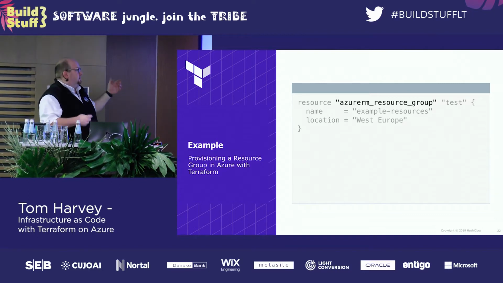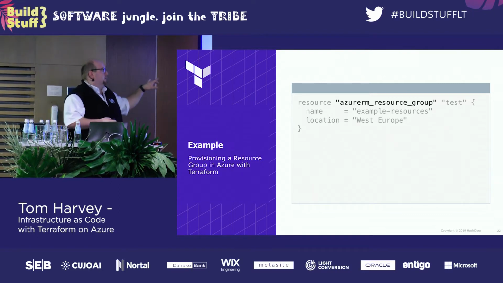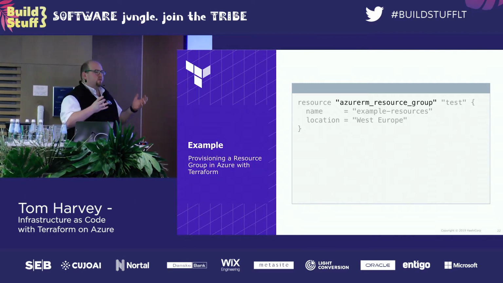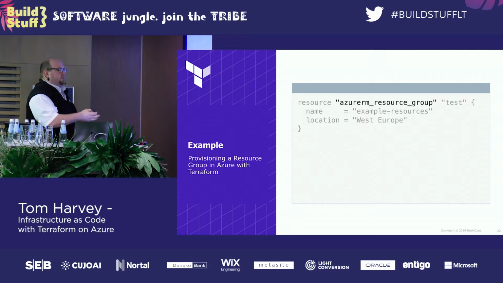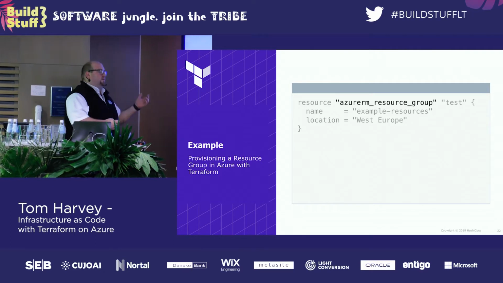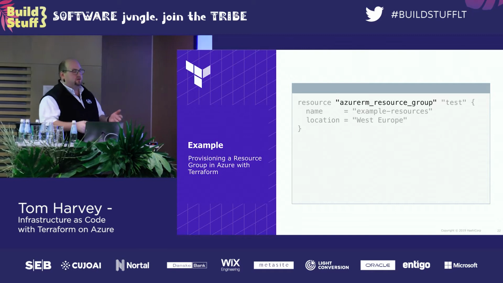The next thing in here is the resource type. This is actually two bits. It's the name of the Terraform provider, in this case AzureRM or AWS, whatever. And then the name of the thing, in this case a resource group. Or for Amazon, this could be an AWS instance, let's say. There's a bunch of these we'll show you in a bit.